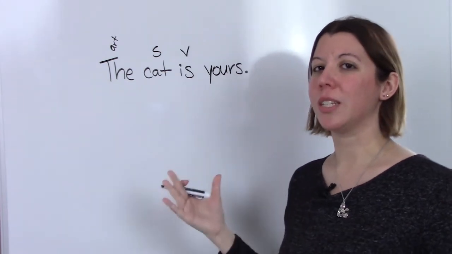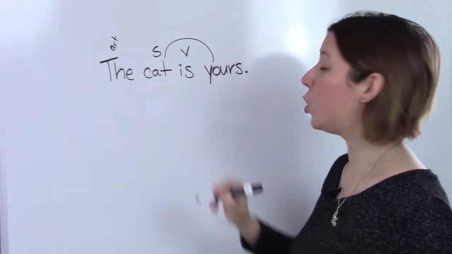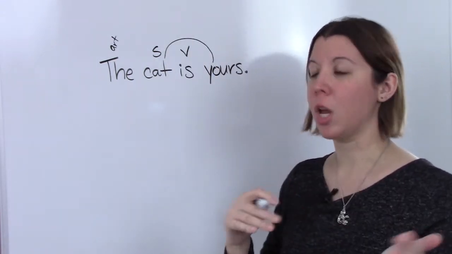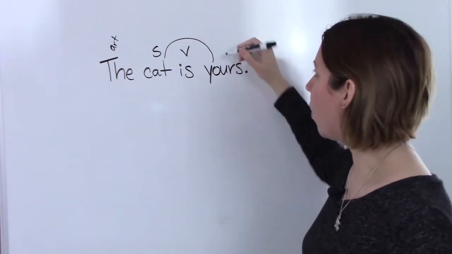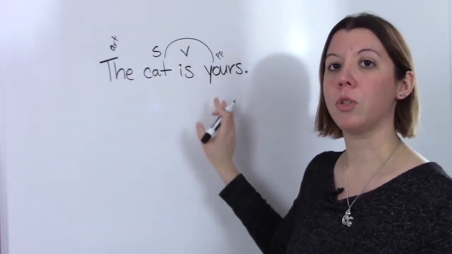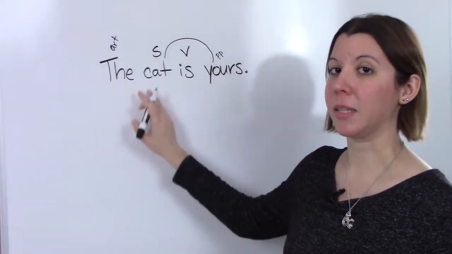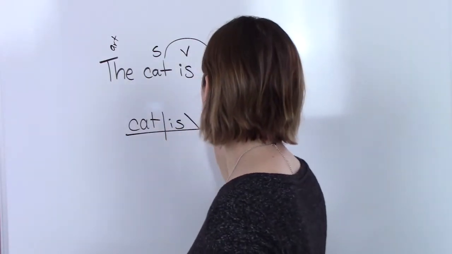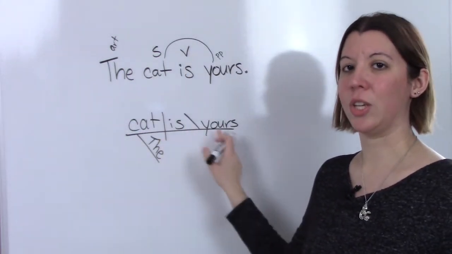But what function does it really serve in this sentence? It connects back to cat. The cat, yours, it's the same concept. So whether you label this PA or PP or POS pro, the most important part is knowing how to diagram it. Because it's in the predicate but connects back to the subject, it gets a backslash. Like so. The cat is yours.